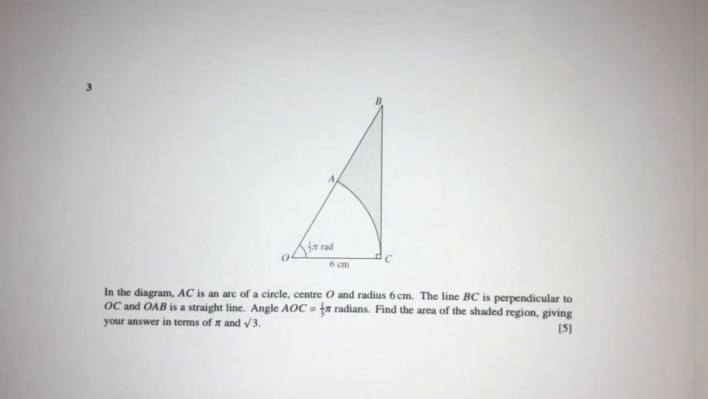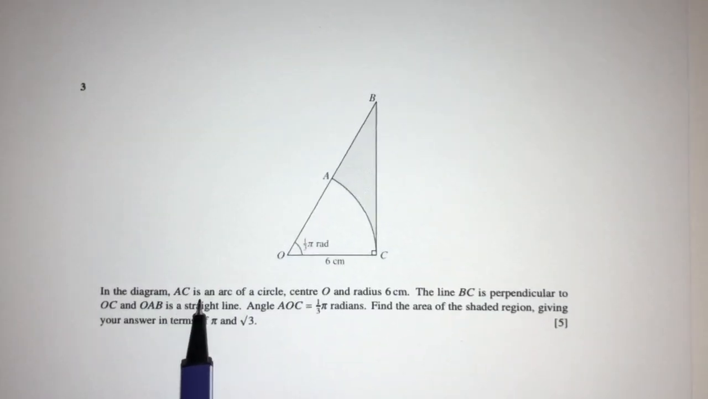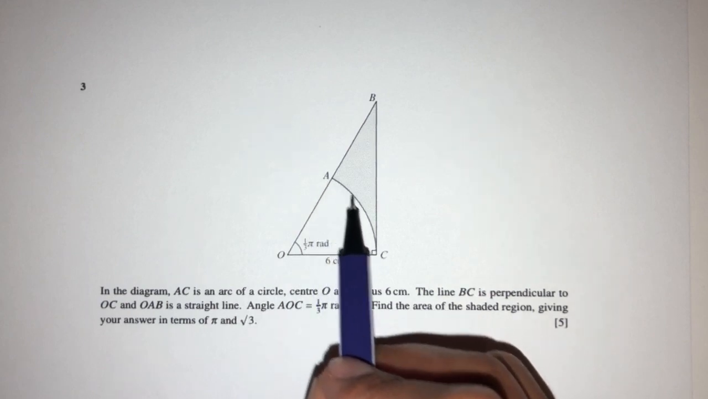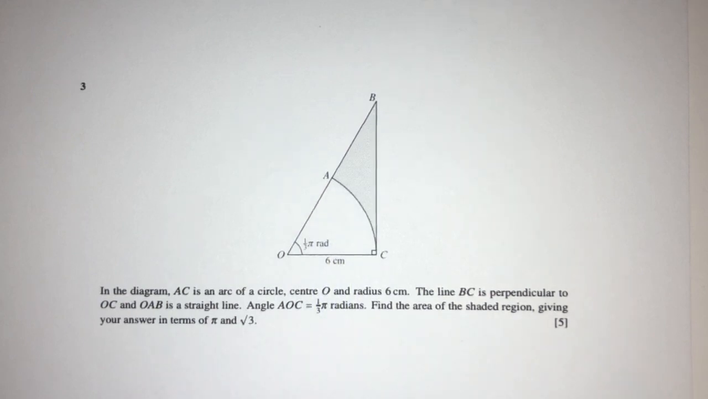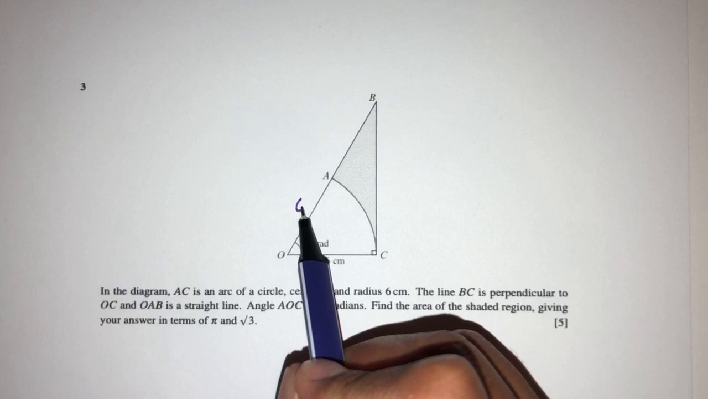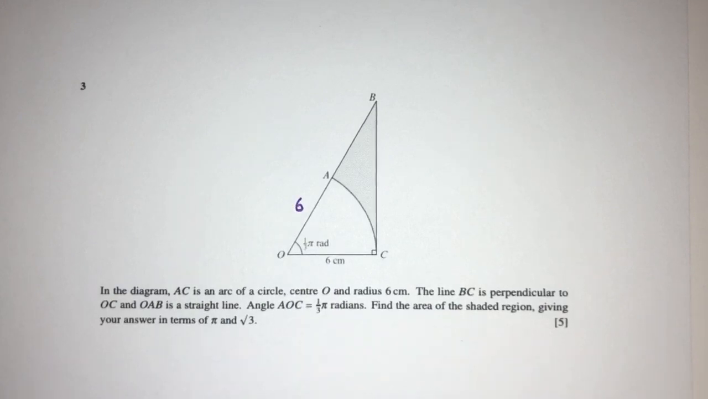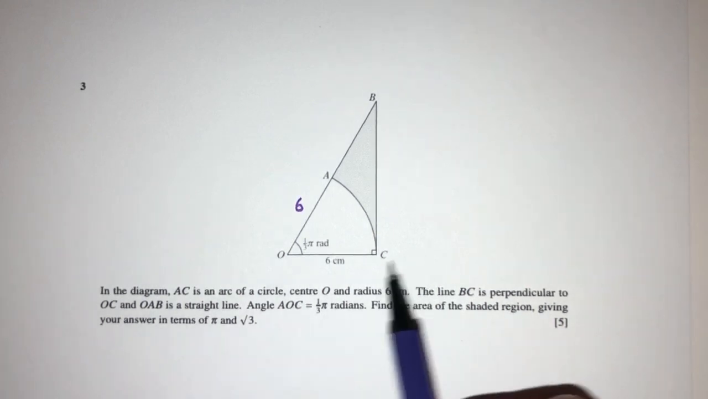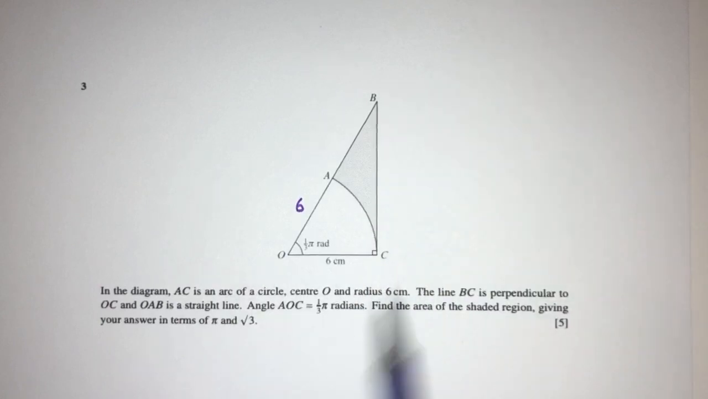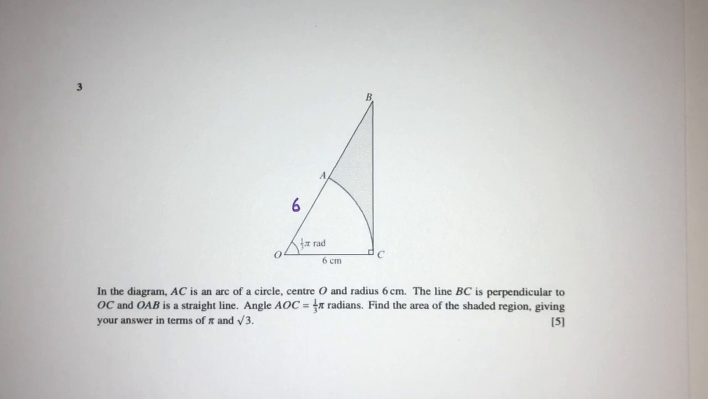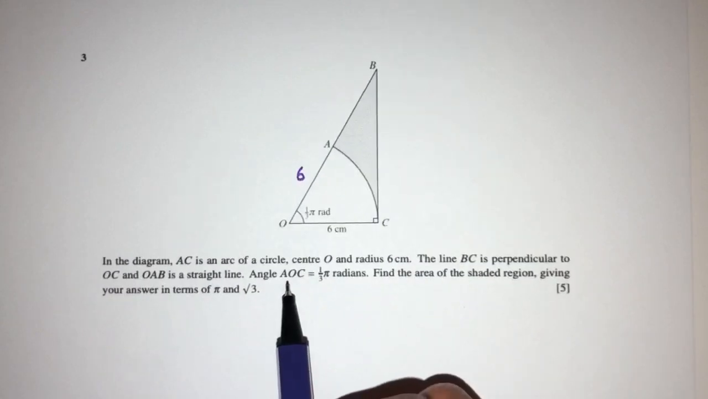So now in this question, we have what? AC is an arc of a circle. This is the arc of a circle. Great. The center is O and the radius is 6. This is also the value of 6 because it is the radius of that arc of that circle, right? Of that sector. Now, the line BC is perpendicular to OC. This is vertical to OC. Now, OAB is a straight line, so OAB is a straight line. Good to know. Now, the angle AOC is this. Okay, as we can see clearly.